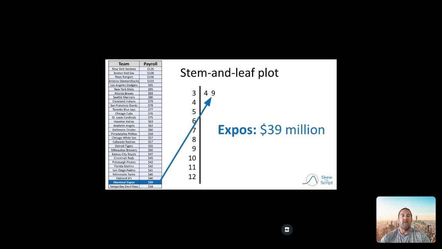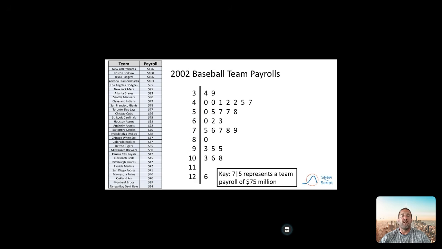Because the Montreal Expos had a payroll of $39 million, we can represent them with a leaf of 9 in the stem of 30. Because the A's had a $40 million payroll, they moved to the $40 million stem and have a leaf of 0. Same thing with the Twins. And we proceed through the rest until all the data is represented in our plot.